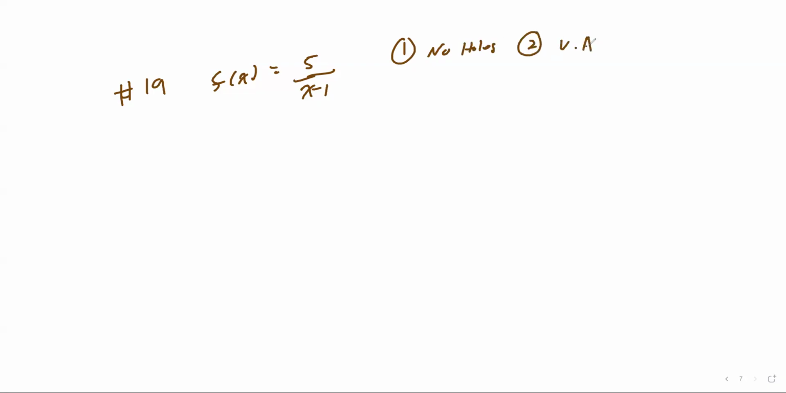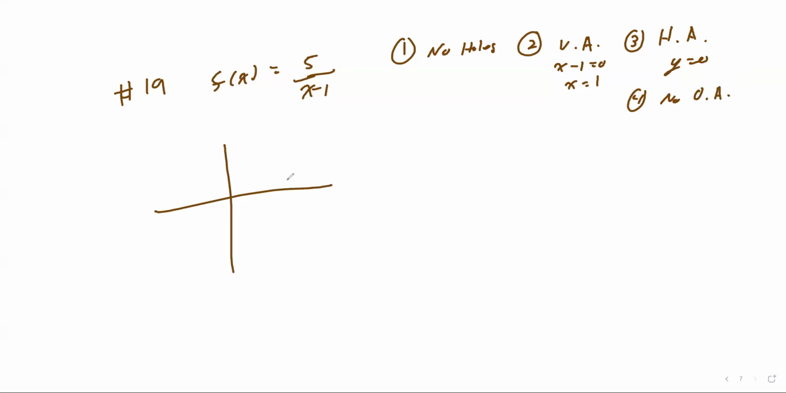Vertical asymptotes then would just be x minus 1 equals 0, so that's x equals 1. Horizontal asymptotes: the denominator has a degree of 1, and the numerator does not have a degree at all, so that means the denominator is greater, so that means it's y equals 0, which then tells me there are no oblique asymptotes. So let's sketch this graph.